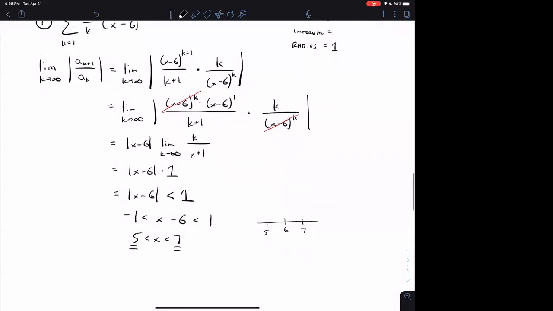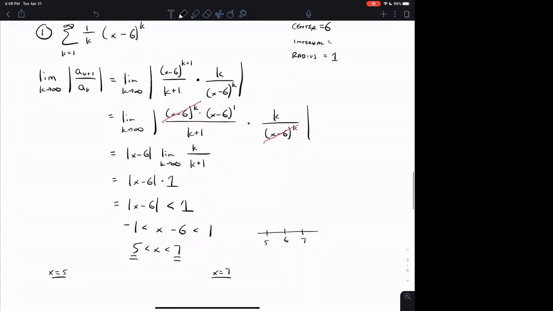So what you do is you independently test the 2 endpoints. Okay, so we independently test 5 and 7. So I plug 5 in to the original series. That gets me 1 over k times -1 to the k. That is then -1 to the k over k. And then when I put 7 in, I get 1 over k times 1 to the k, but 1 to the k is 1. And so I get 1 over k. Does that make sense?